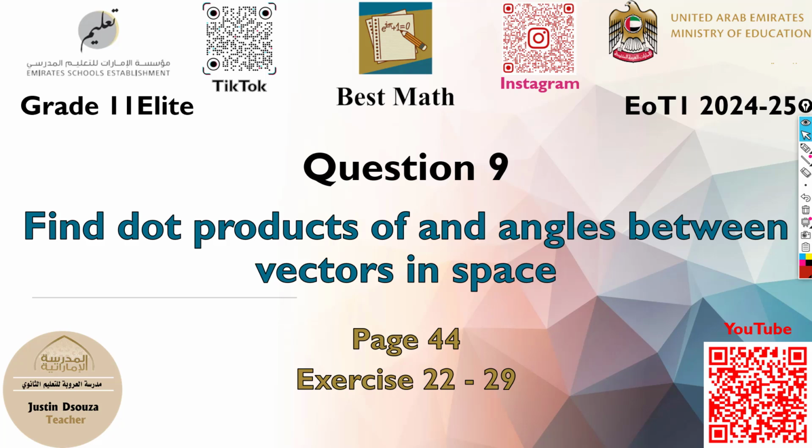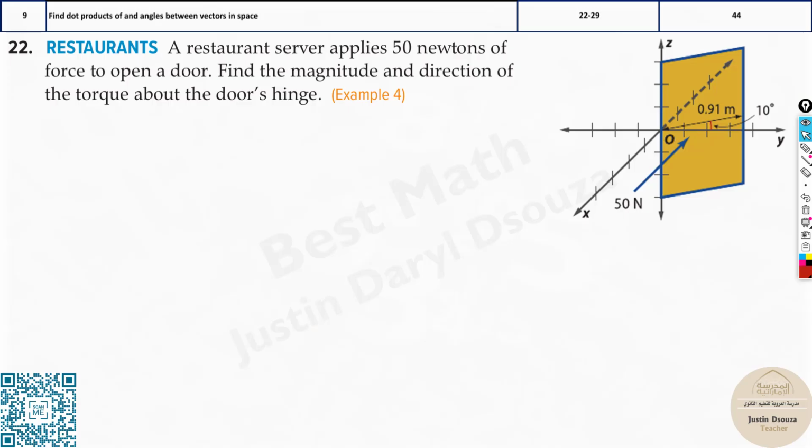Question 9 is an interesting topic. It is to find the magnitude and direction of torque and also to find the area of a parallelogram, all by the cross product of vectors. The cross product of vectors can be solved in a calculator, but we need to know what values to substitute. Let's look at this problem.